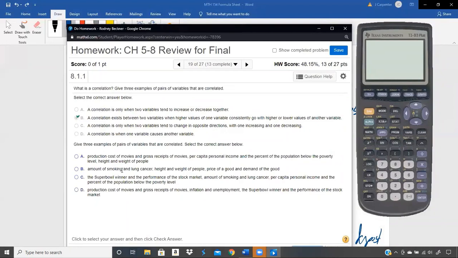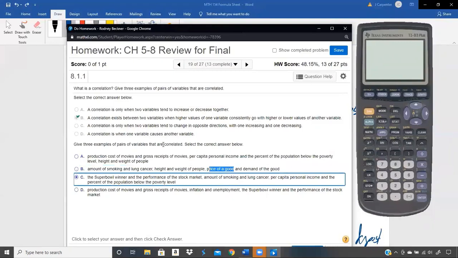All right. B: amount of smoking and lung cancer. So the more you smoke, the more lung cancer you get, maybe. Height and weight of people, so we liked that one before. The taller you are, the more you might weigh. The price of a good and the demand for a good. So if you bump up the price, does demand go up? No, I think if you bump up the price, demand would go down. I'm kind of liking the sound of B so far. All right.